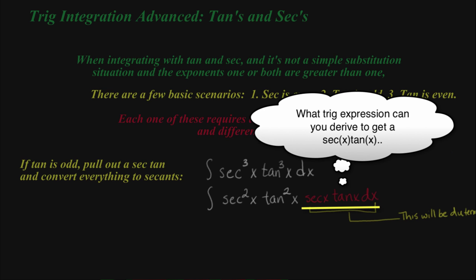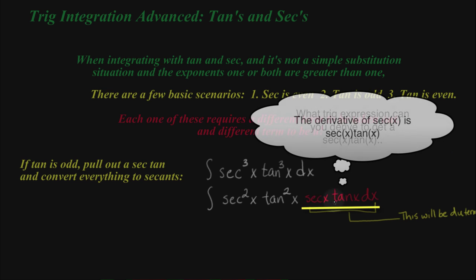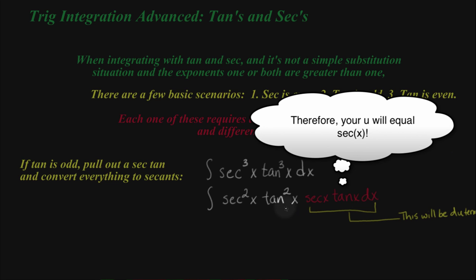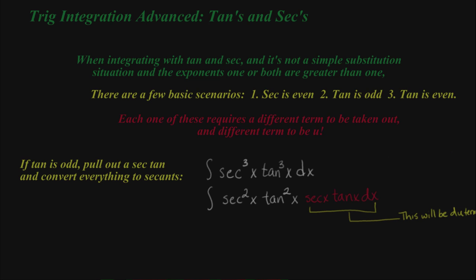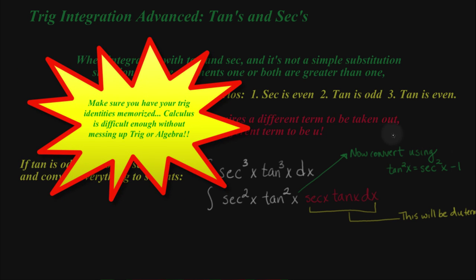So if that's my du, well, what would be my u? Well, what do I derive to get a secant tangent? Well, that's a secant. So that would be my u. So anything that's not a secant, like this tan squared, should be converted into a secant using your Pythagorean identity. So if you remember, tan squared x equals secant squared minus 1. If you don't remember, start out with sine squared x plus cosine squared x equals 1 and divide everybody by cosine squared. And then when you do that, solve for tan squared, and you should come up with the same thing.